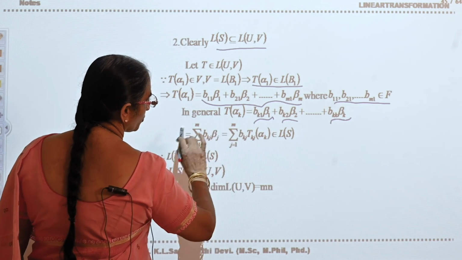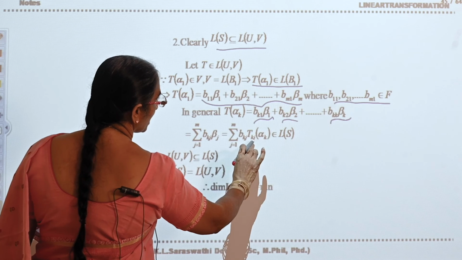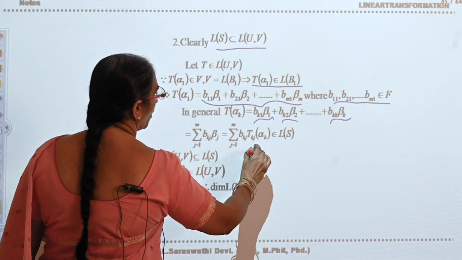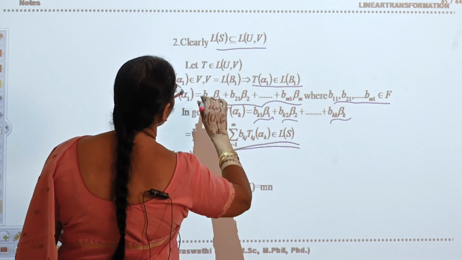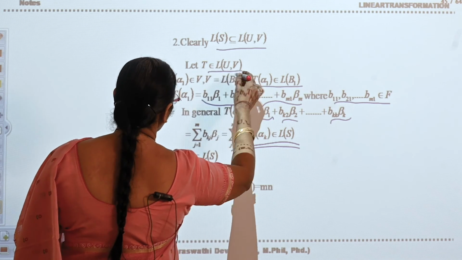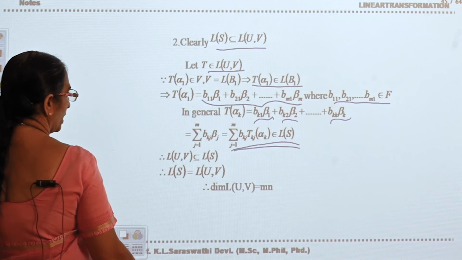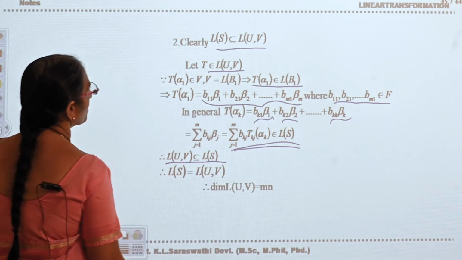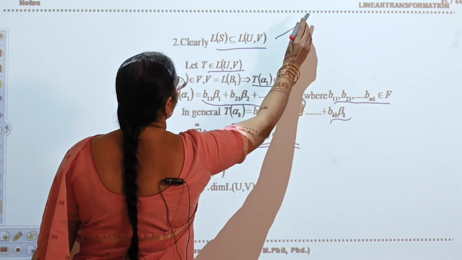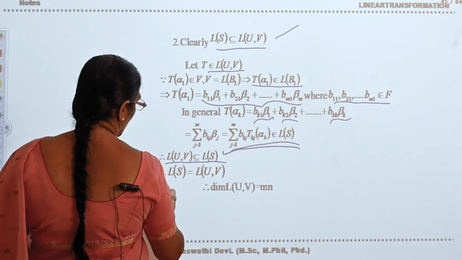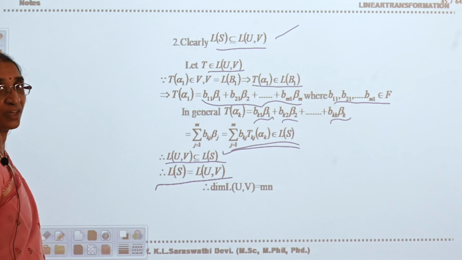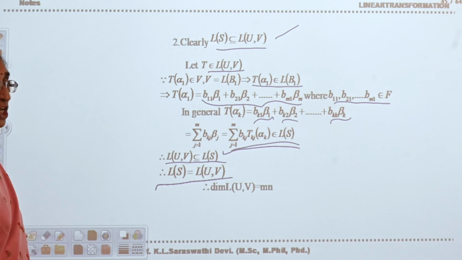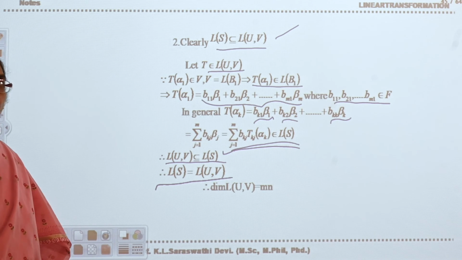Sigma j is equal to 1 to m, bkj Tkj alpha k belongs to L of S, where you have taken this T in L of UV. Therefore, L of UV is a subset of L of S. From this and this you can say L of S is equal to L of UV. Therefore, dimension of L of UV is equal to mn.